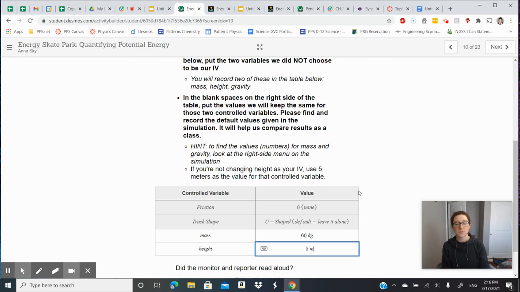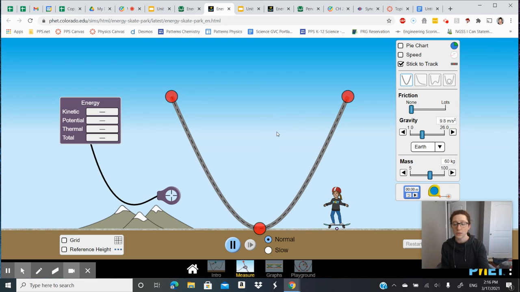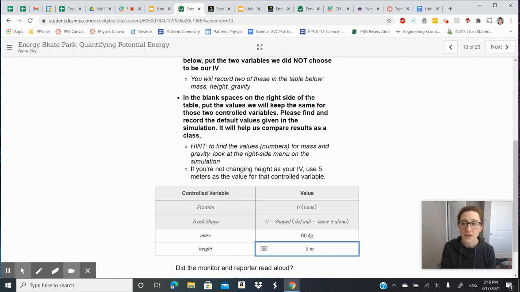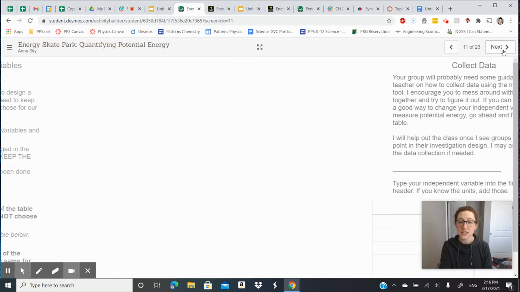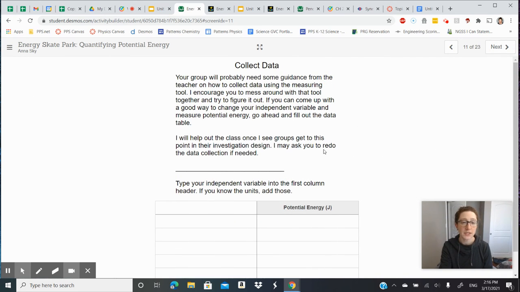If you chose to change something else, go ahead and look at the simulation. Try to figure out what you're going to put in for gravity. And note, I don't want you to just put Earth. There's a number there. So there you go. So this will carry you through for the setting up the experiment. In the next video, I'm going to show you how to collect data.